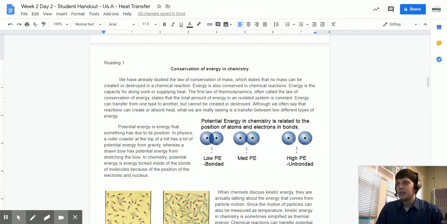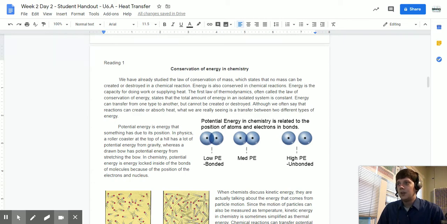Conservation of energy in chemistry. We have already studied the law of conservation of mass, which states that no mass can be created or destroyed in a chemical reaction. Energy is also conserved in chemical reactions. Energy is the capacity for doing work or supplying heat.